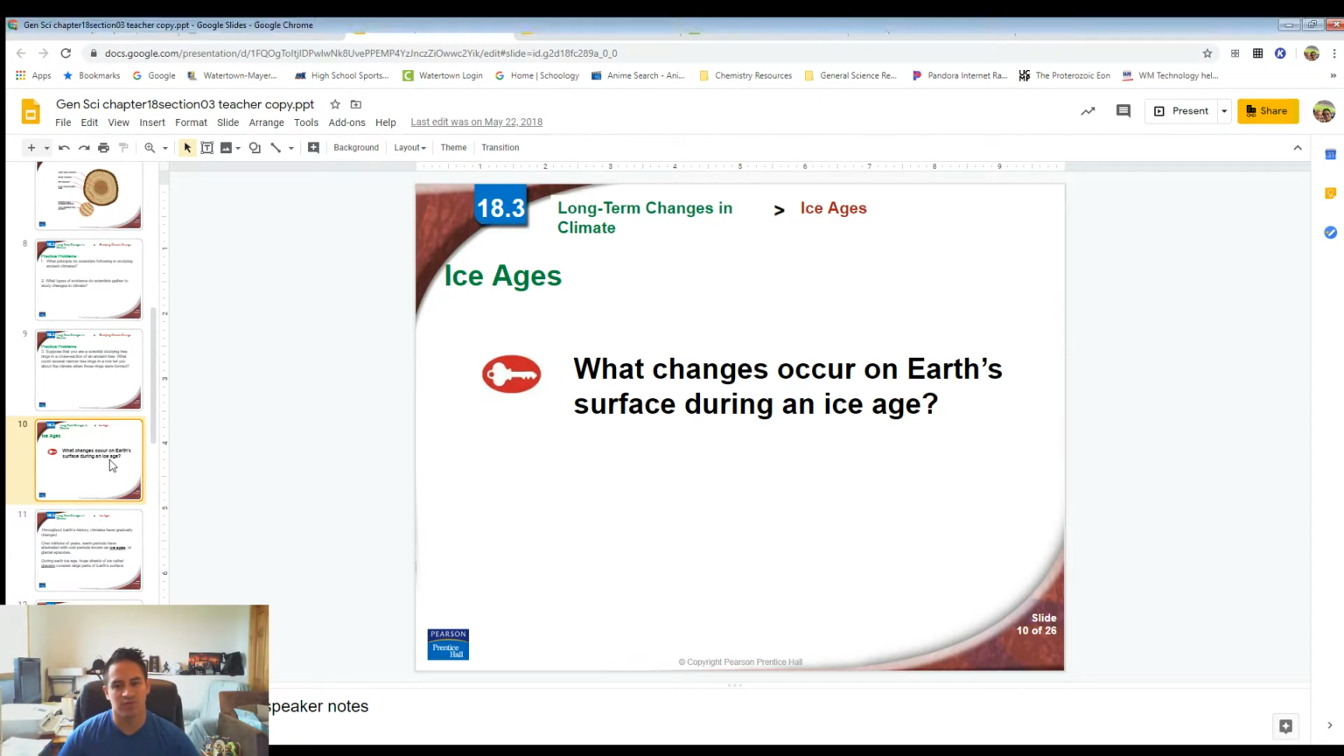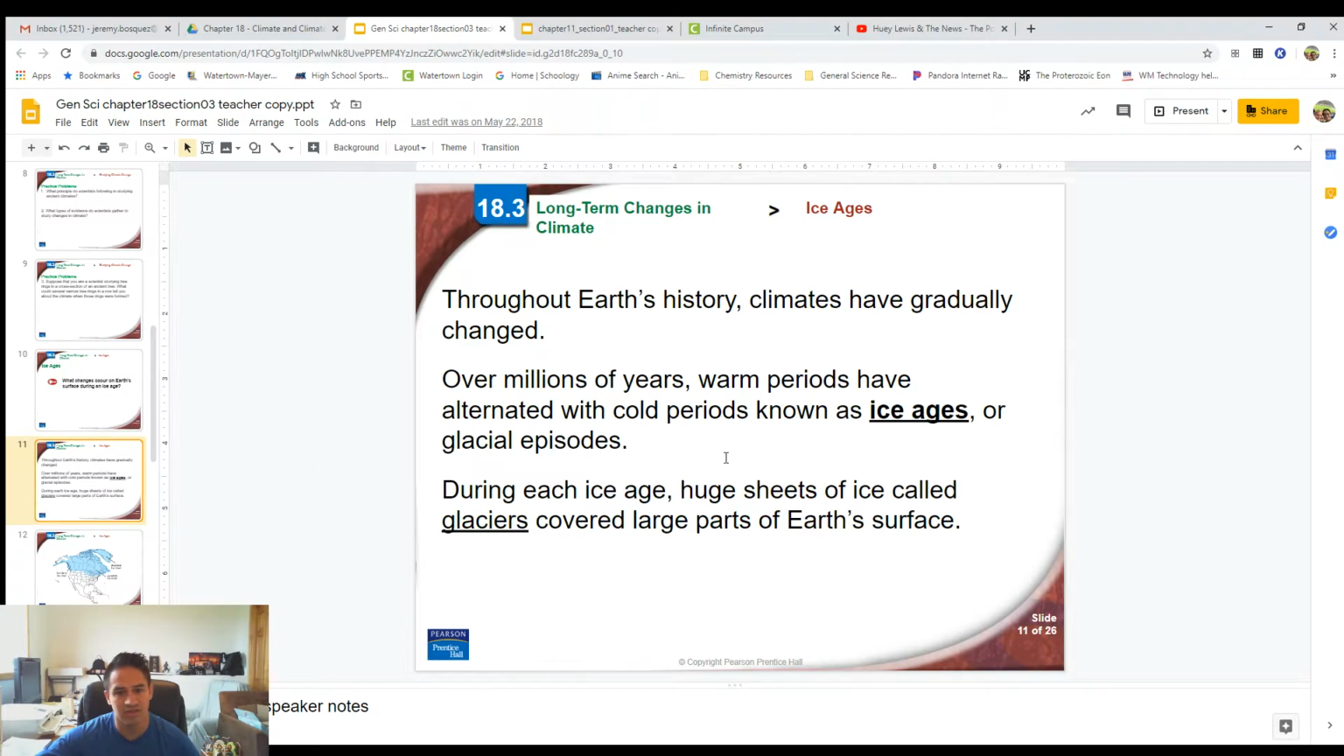All right. So other than looking at ancient climates, what else have we learned about Earth's history? One thing is that Earth has gone through many climate changes over its lifetime. Over millions of years, we've seen that Earth has these tendencies to go through warm periods and cold periods. The cold periods, of course, we would call an ice age, as most of you may be familiar with that term, or glacial episodes. And the warm periods would just be regular times.